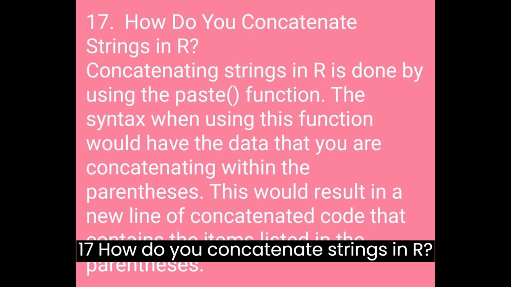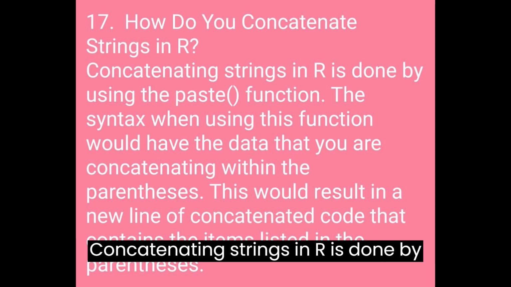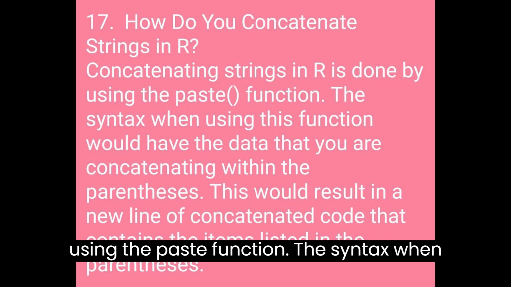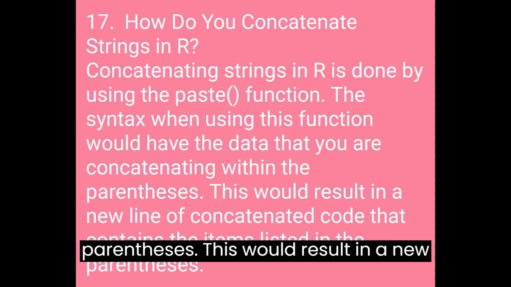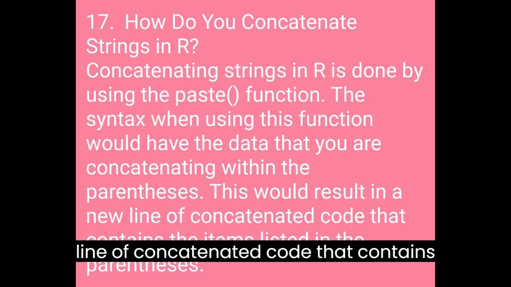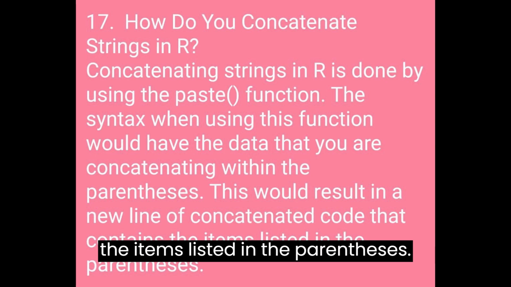17. How do you concatenate strings in R? Concatenating strings in R is done by using the paste function. The syntax when using this function would have the data that you are concatenating within the parentheses. This would result in a new line of concatenated code that contains the items listed in the parentheses.